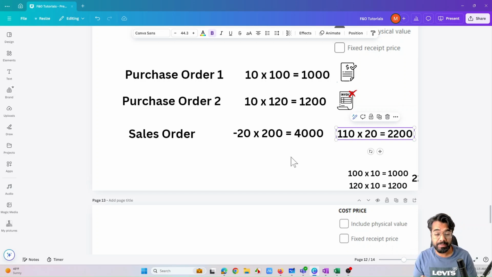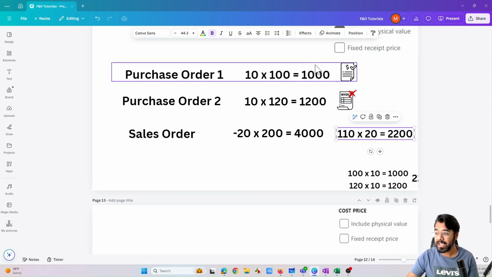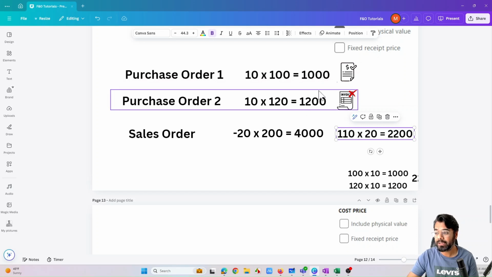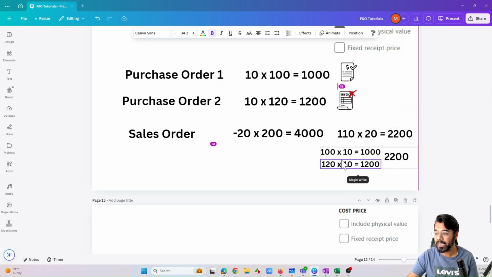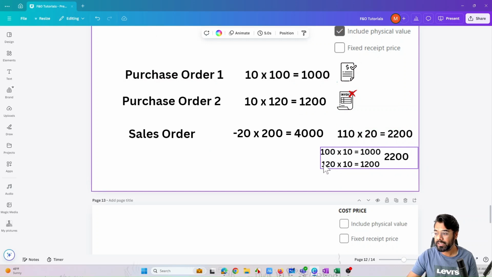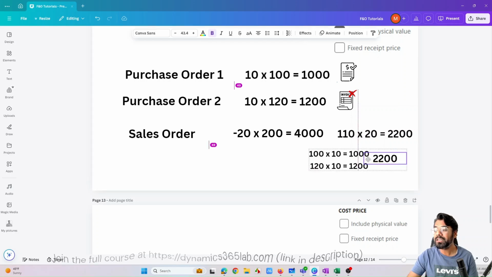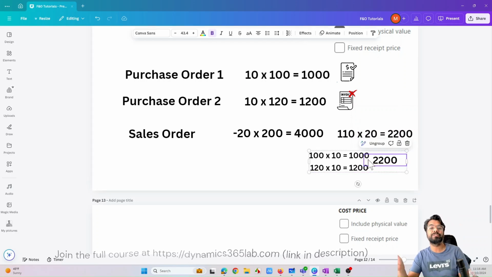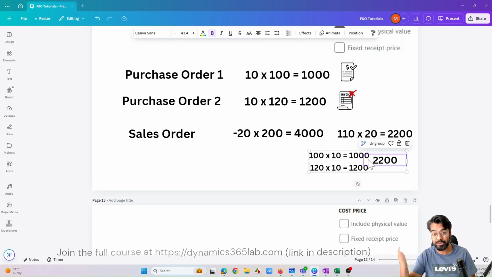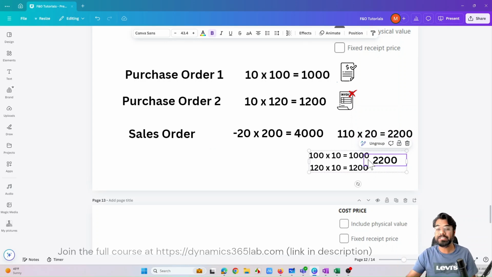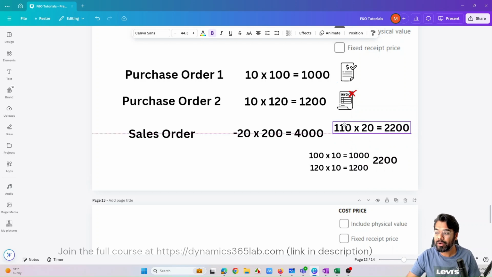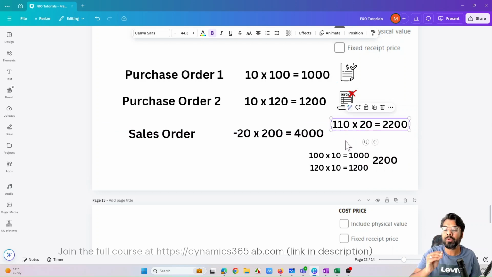But by the end of the month, when the inventory closing is done, the actual cost price will get adjusted. What is the actual cost price? The first 10 is calculated at 1,000, the second 10 is calculated at 1,200. So 10 into 100, 10 into 120: 1,000, 1,200, and 2,200 is also the actual cost price after the inventory closing. So literally this is the closest and a little more accurate representation of my cost price, right?